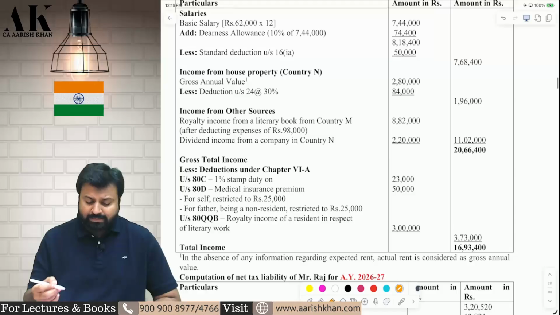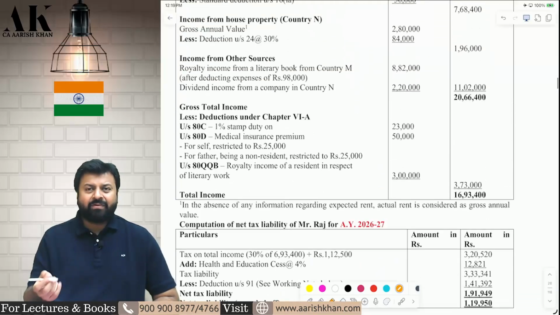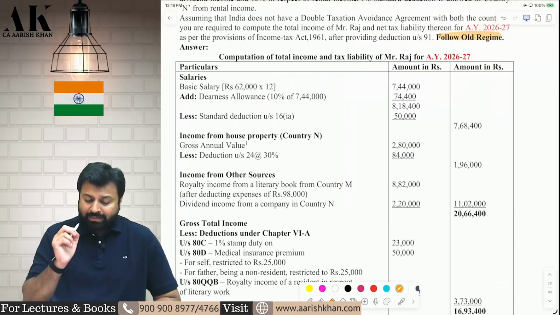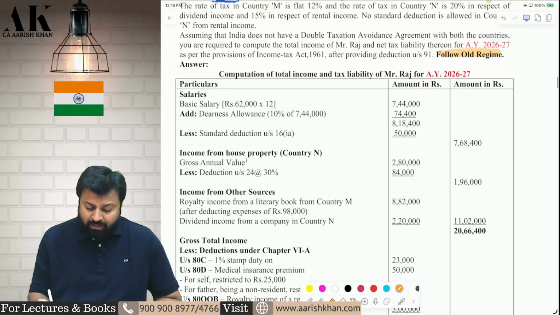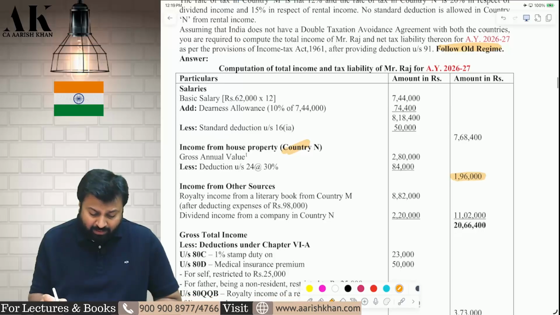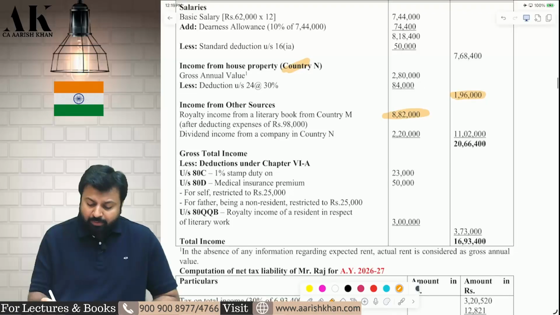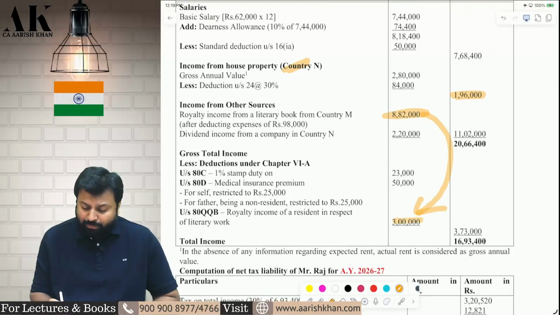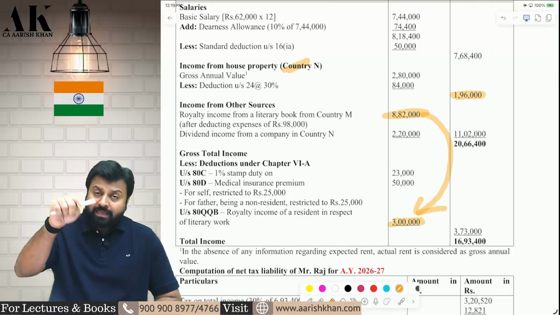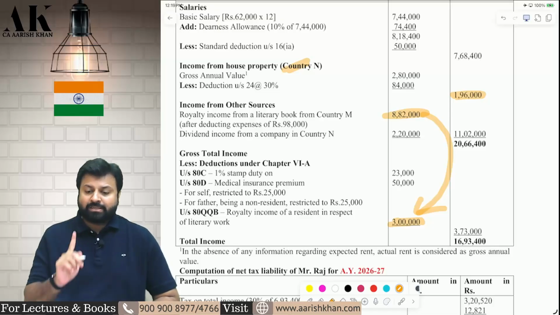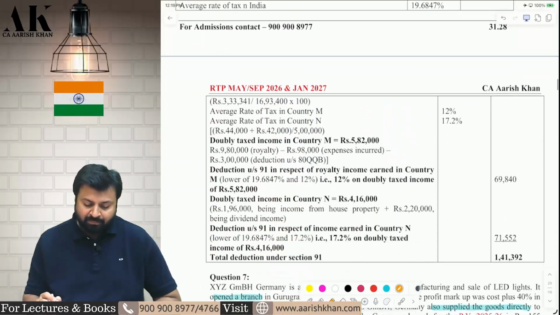After that you compute the tax. You compute the tax as per old regime and then find out the taxable income. As simple as that. While computing the taxable income, you need to be very careful. For taxable income, 1,96,000 is the taxable income. Then your royalty of 8,82,000 is not the taxable income. For computing taxable income, you have to take 8,82,000 minus 3,80,000 also, and then find out the taxable income. That will be your taxable income. I hope it is clear to all of you.